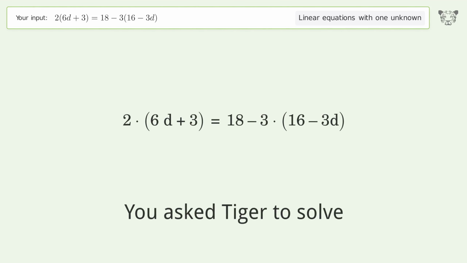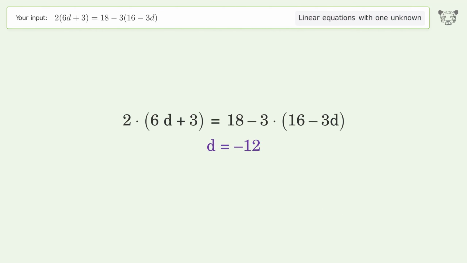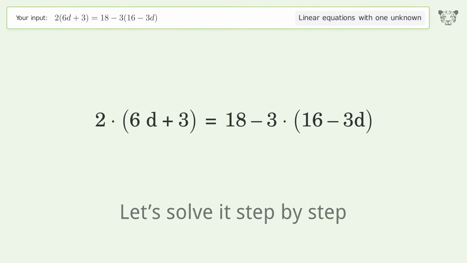You ask Tiger to solve. This deals with linear equations with one unknown. The final result is d equals -12. Let's solve it step by step.